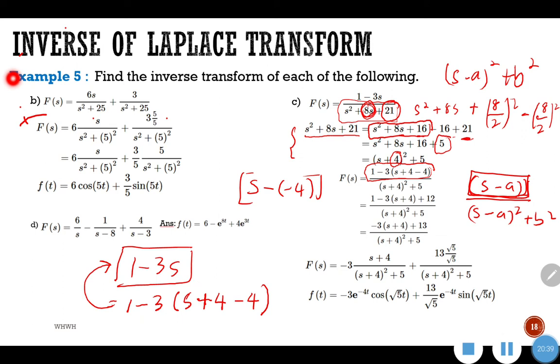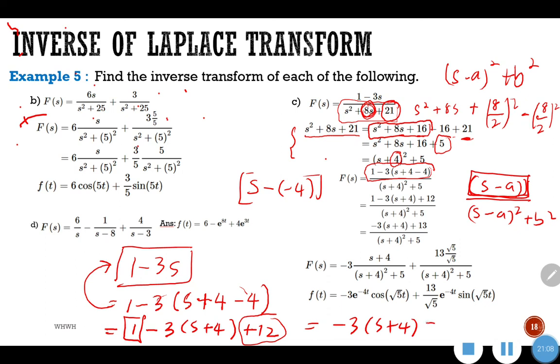But in fact, here we want to make it into a nice form. So we have 1 minus 3S plus 4, close the bracket. This one you multiply out. So negative 3 plus 12, you can combine with this. You have negative 3S plus 4 plus 13. Why do we do this? It is translated here. We will get negative 3S plus 4 plus 13 over S plus 4 square plus 5.